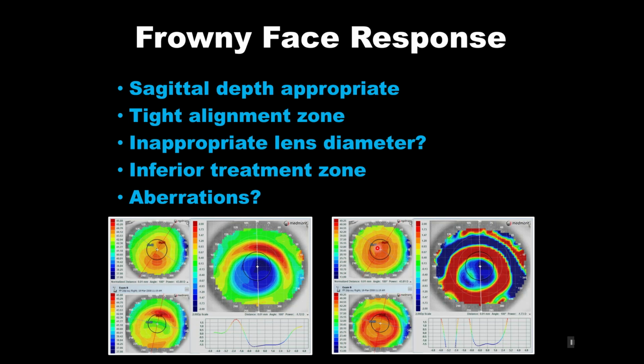The sagittal depth is correct, but the alignment zone may be too tight, causing the lens to ride low. Also, diameter is something to check to make sure that we don't have a big lens on a small cornea that's creating a tight fit. Generally, loosening the alignment zone is the thing to do with the frowny face.